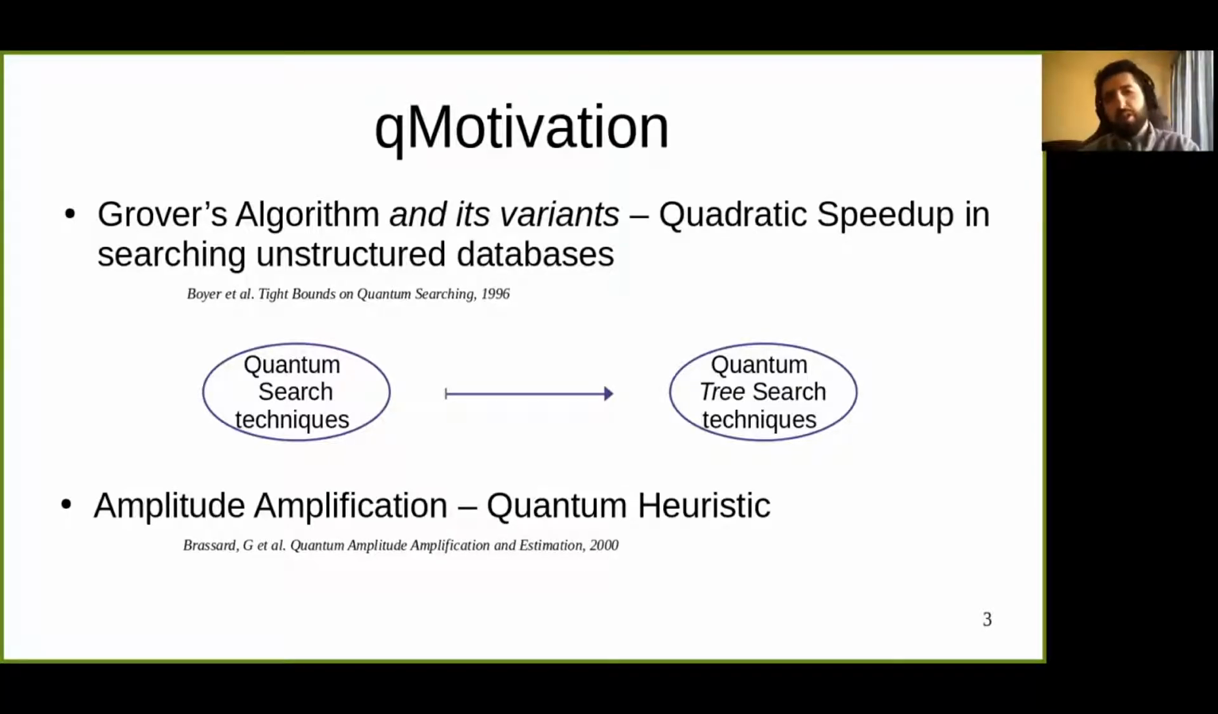Now, another interesting topic is amplitude amplification. Amplitude amplification is some form of a quantum heuristic, and so at this point, I will leave you with a question that I find very interesting, which is, what about quantum informed research? Maybe amplitude amplification has something to do with this. Now, at the end of this talk, I will try to answer this question. Okay.